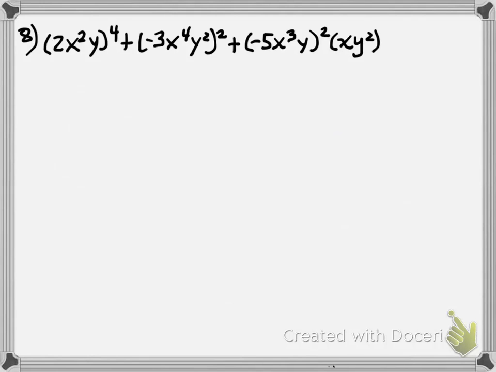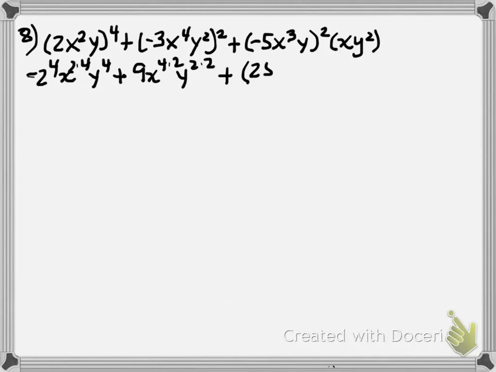Okay, so a lot of things going on. Following order of operations, we're going to take care of all those exponents first. So this guy gives me 2 to the 4th. I'm going to get 2 times 4 on the x. I'm going to get a 4 on the y. I'm going to add to that negative 3 squared, which is a positive 9. And I'm going to get 4 times 2 on the x, and 2 times 2 on the y. Over here I'm going to have to do parentheses because after I square the first monomial, I then will have to continue to multiply by the second one. So a negative squared is a positive, and 5 squared is 25. Then I have x cubed squared y squared, and then multiply that by xy squared.